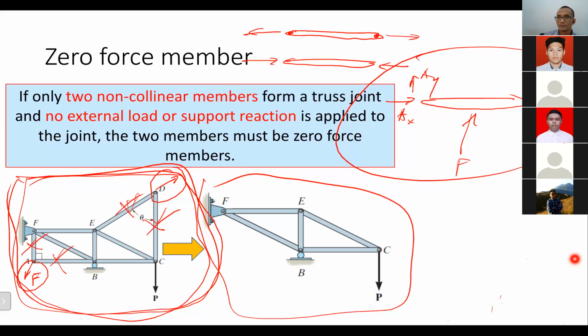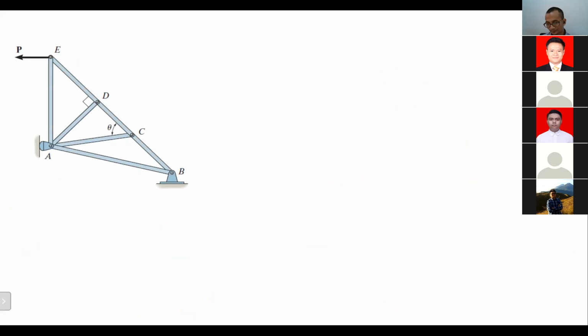About this zero force member, anyone else want to ask a question? Me, sir. Back to number 5, that homework question. How can CI be H and DF can be 0? That's the next level, William. Okay. So we will study it step by step. The next step is this one.